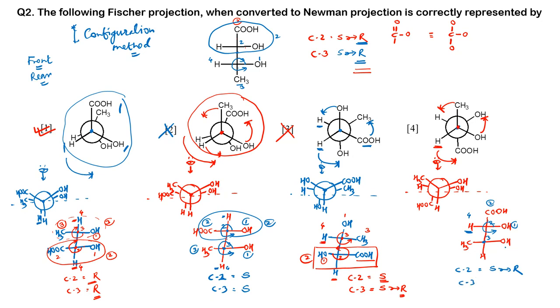For the C3, first one will be the OH. Second priority will be given to this connectivity, that is the C2 carbon, and third will be the CH3, and fourth one will be the hydrogen. So this is the first, second and third. We are observing that this will go in an anti-clockwise direction. Hydrogen is already away from observer, so therefore this will be S. So here you are observing one is R and second one is S, and our requirement is both have to be R. So this is not the correct option.